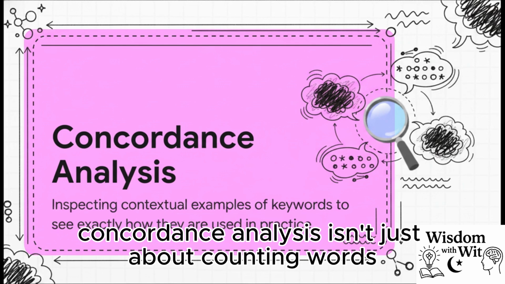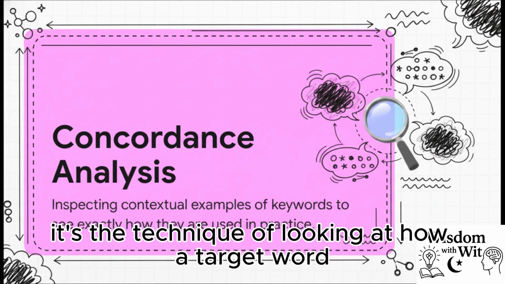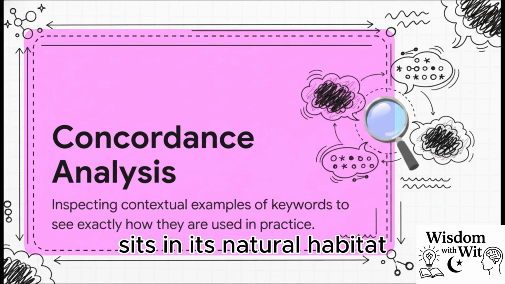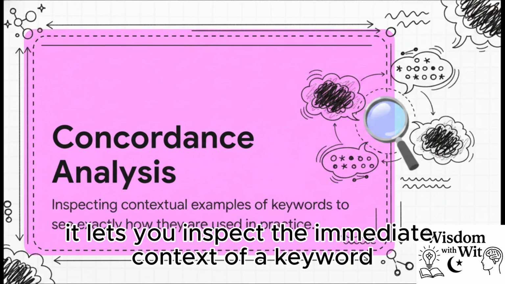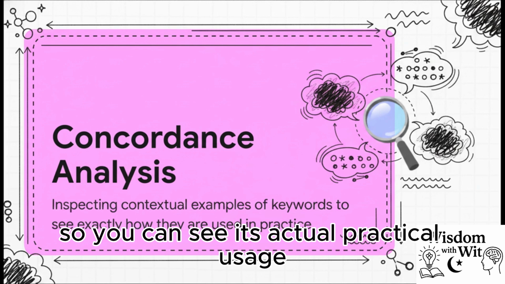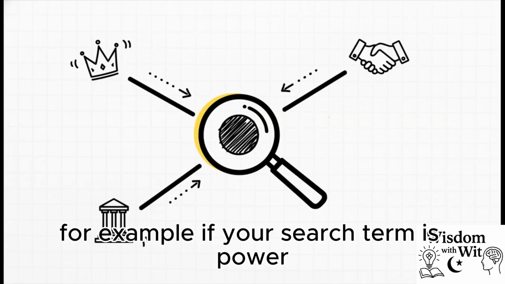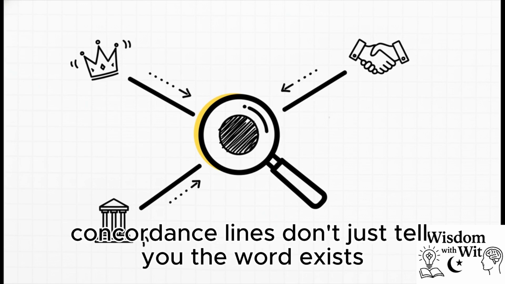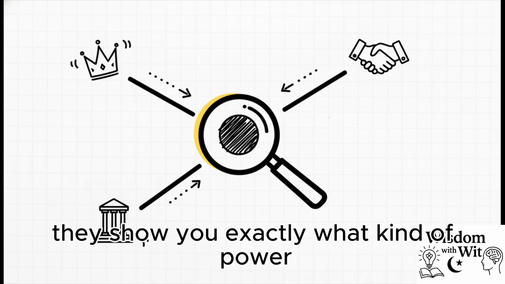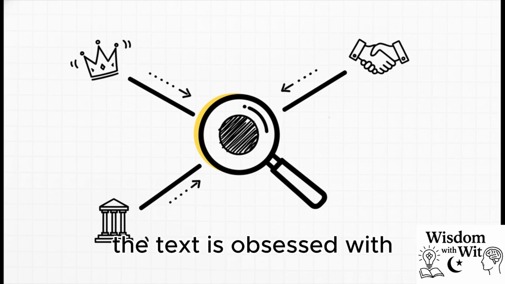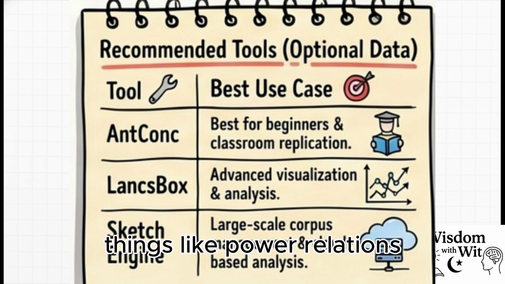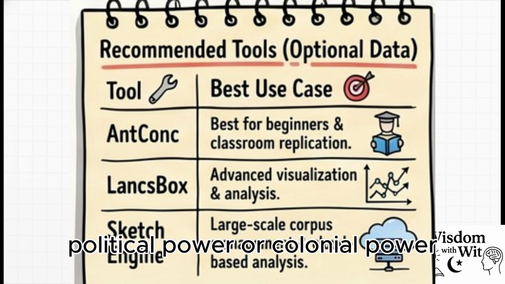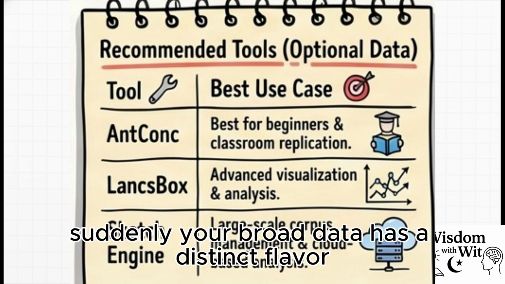Let's zoom in on concordance for a second, because it's kind of misunderstood. Concordance analysis isn't just about counting words. It's the technique of looking at how a target word sits in its natural habitat among surrounding words. It lets you inspect the immediate context of a keyword so you can see its actual practical usage. For example, if your search term is power, concordance lines don't just tell you the word exists, they show you exactly what kind of power the text is obsessed with. You start to see context patterns emerge, things like power relations, political power, or colonial power. Suddenly, your broad data has a distinct flavor.